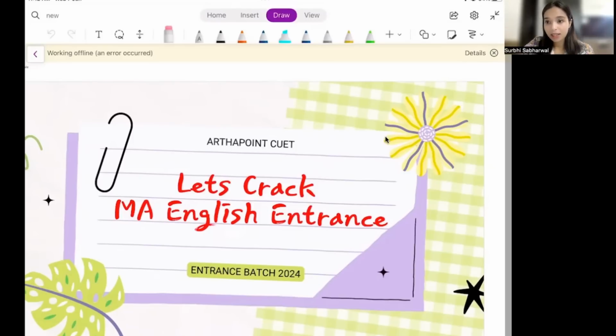Today we will be discussing what should be our aim when we think of the MA English Entrance exam, what universities we should target, what our syllabus should be, and how to go about it.